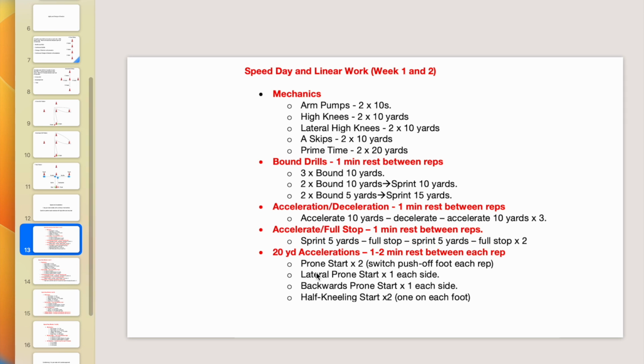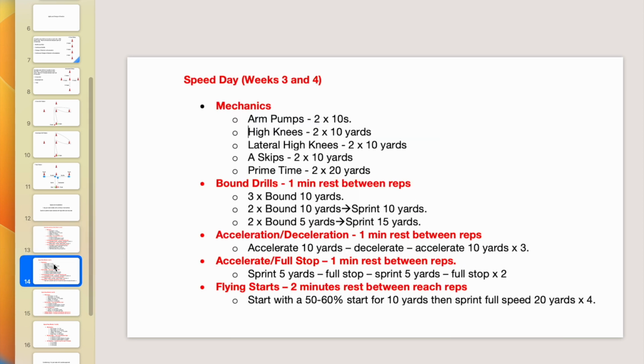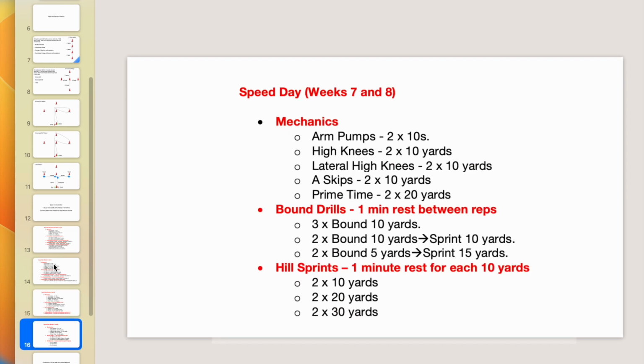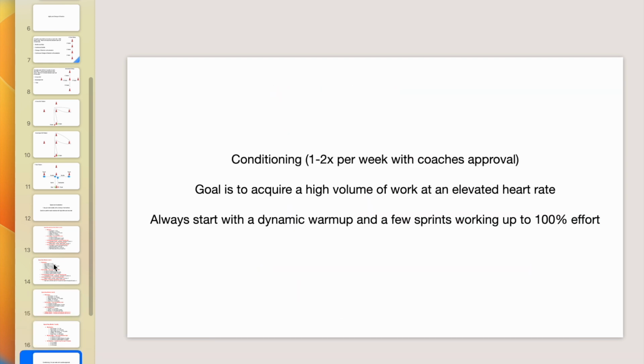Again, all the exercises are provided in the videos. Weeks 3 and 4, this corresponds up to 8 weeks. Also conditioning, like we say here, 1 or 2 times per week with the coach's approval. The goal is to acquire a high volume of work at an elevated heart rate. And you always want to start with the dynamic warm-up and a few sprints, building into 100% max effort.